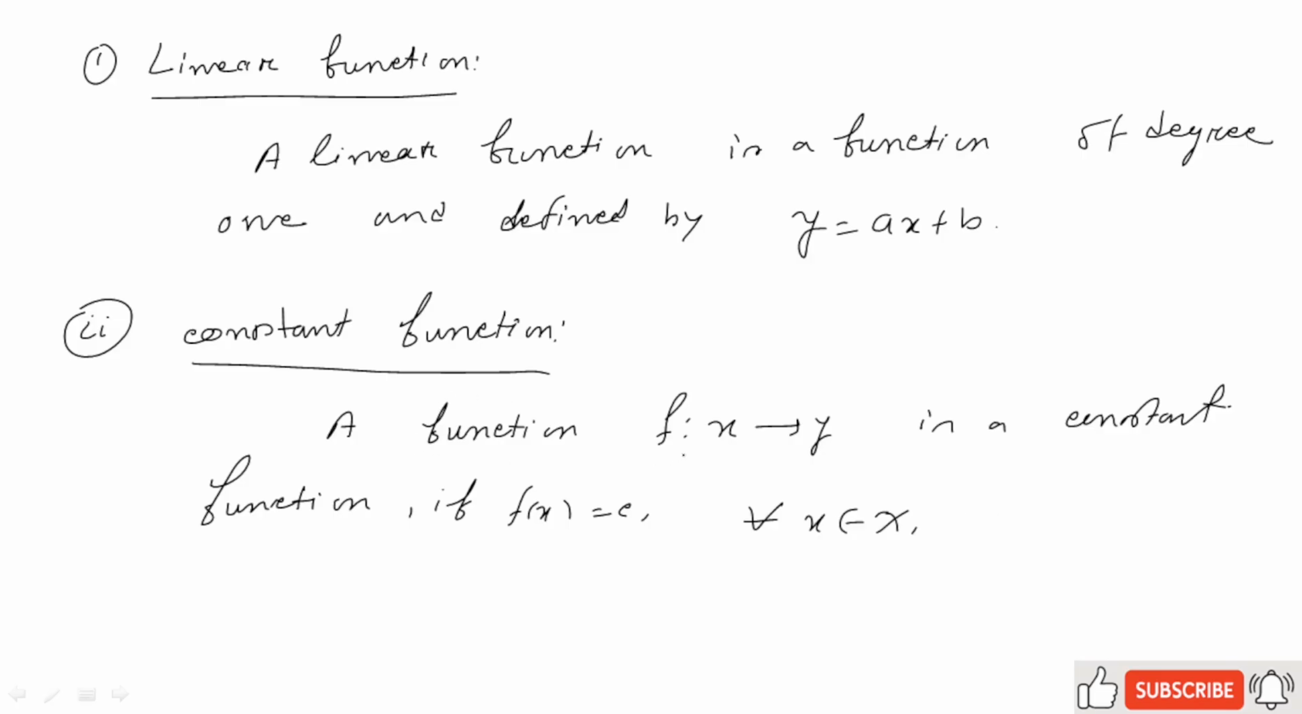Okay, a function f: X to Y is a constant function if f of x is equal to c. That means if the value of the function becomes constant, then that type of function is called what? Constant functions. Identity function.